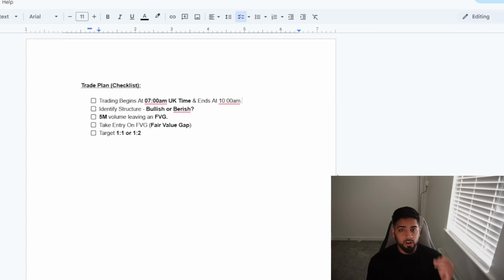Now we're going to make sure that we follow this checklist down to a T because it ensures that we are only taking the highest quality setups. So first and foremost, you understand that we're only going to be trading on US 30 and NAS 100 on the 5-minute chart. So our trading begins at 7 a.m. UK time and ends at 10 a.m. UK time. So within this 3-hour window, we are going to be looking for the A+ setups to occur.